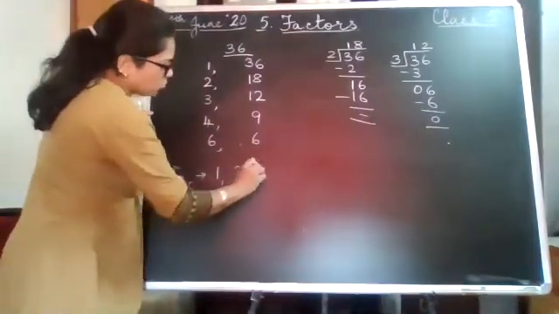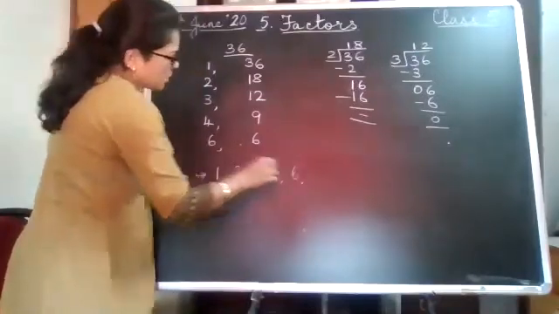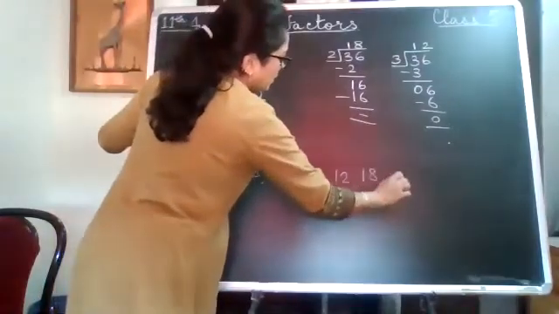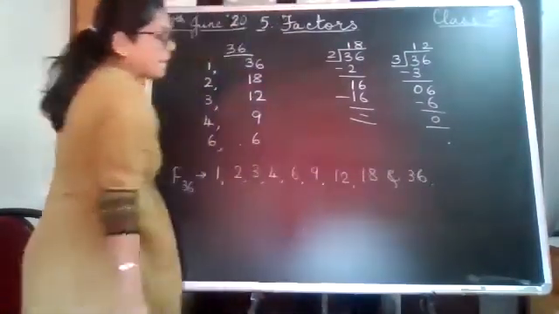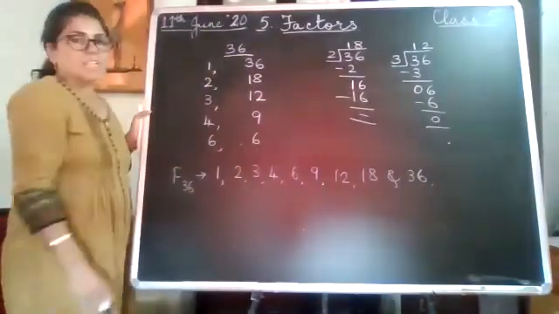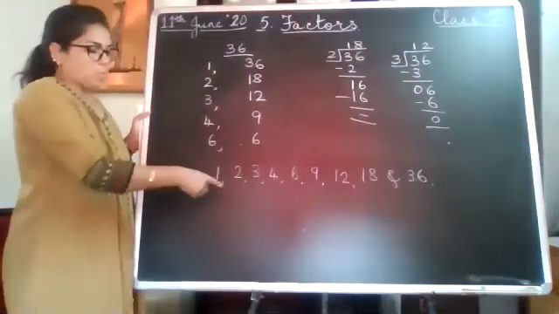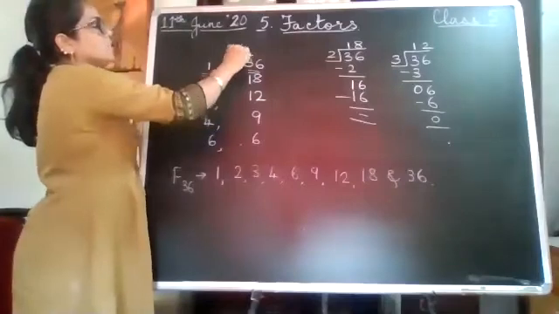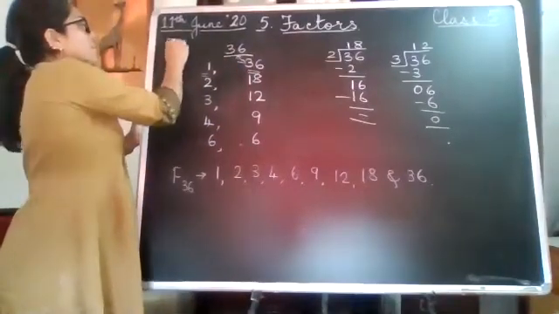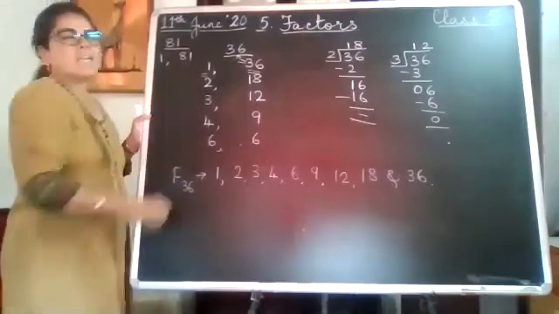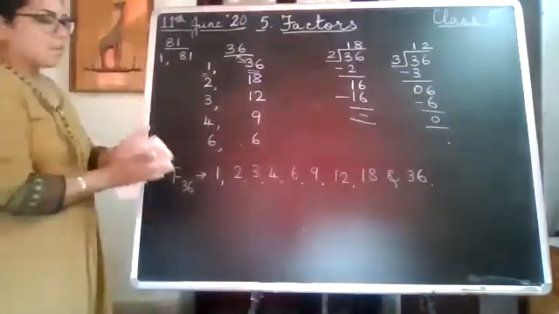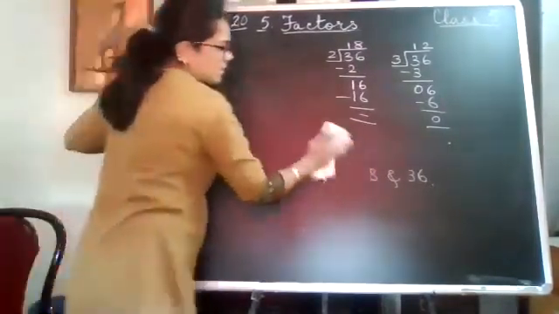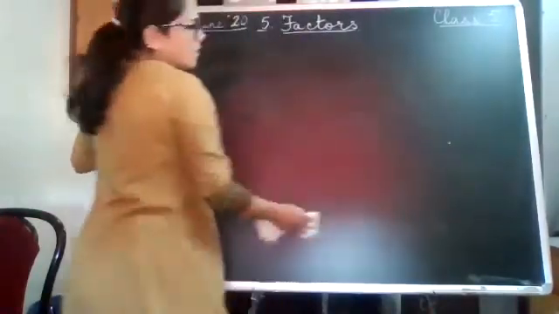So 1, 2, 3, 4, 6. Don't repeat. Okay. Then 9, 12, 18 and 36. Writing 36 because you have 36 which is the last. Now if you look at the list, you will see the smallest factor is 1 and the biggest factor is the number itself always. Even in the earlier one which we did, 81, smallest was 1 and biggest was 81. So 1 is the smallest factor of every number and the number itself is the biggest factor of a given number.